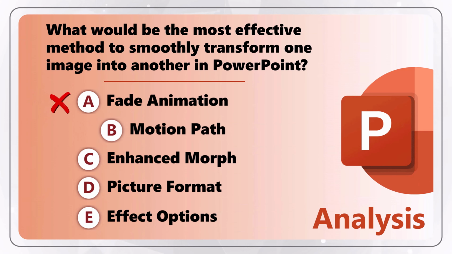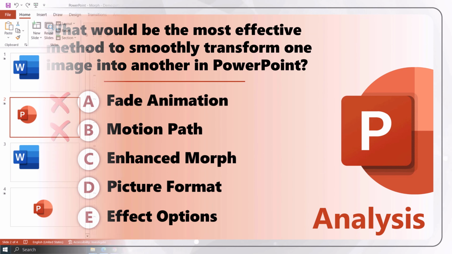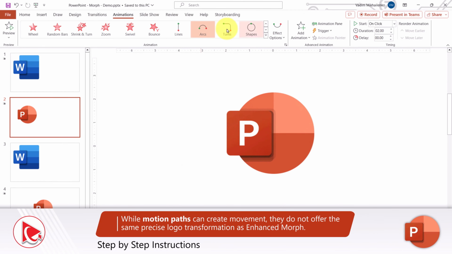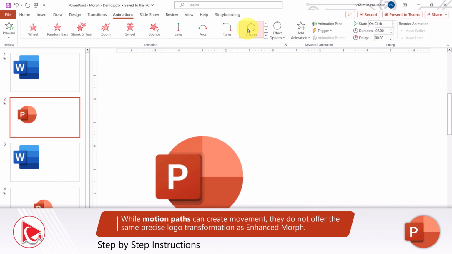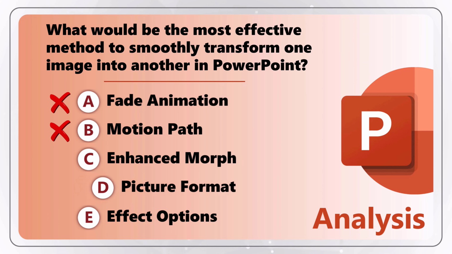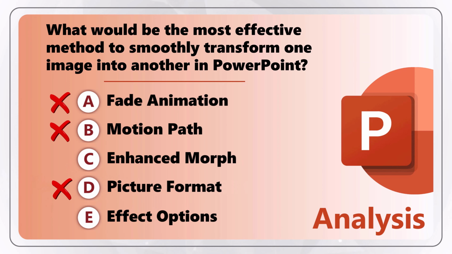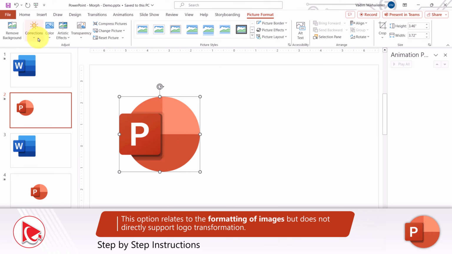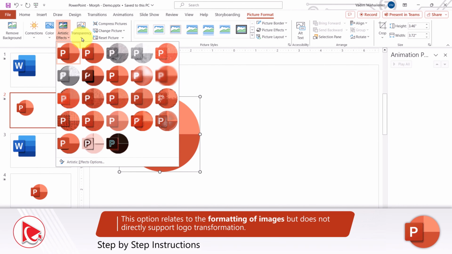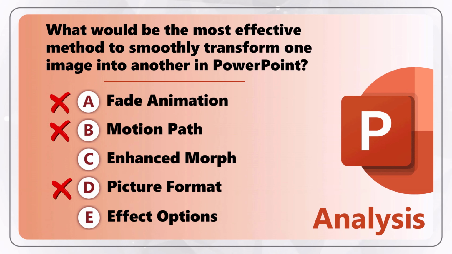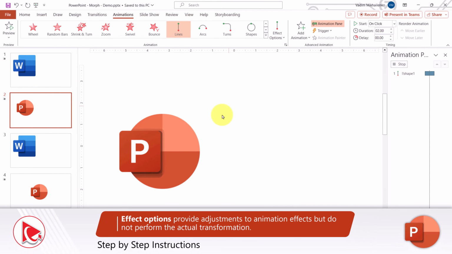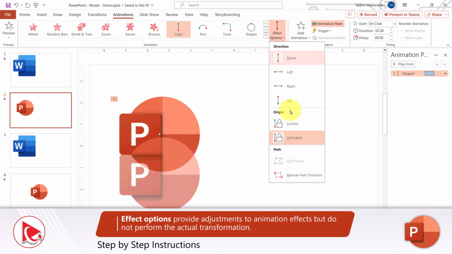Choice B, motion path, is also incorrect. While motion path can create movement, it does not offer the same precise logo transformation as we're looking for. Choice D, picture format, is also incorrect. This option relates to formatting of the images, but it does not directly support logo transformation. And you're probably not surprised that choice E, effect options, is also incorrect. Effect options provides adjustments to animation effect, but it does not perform any actual transformations.